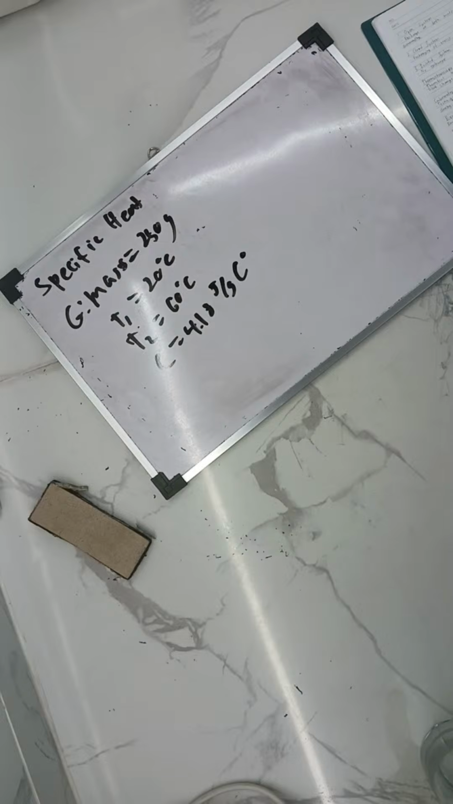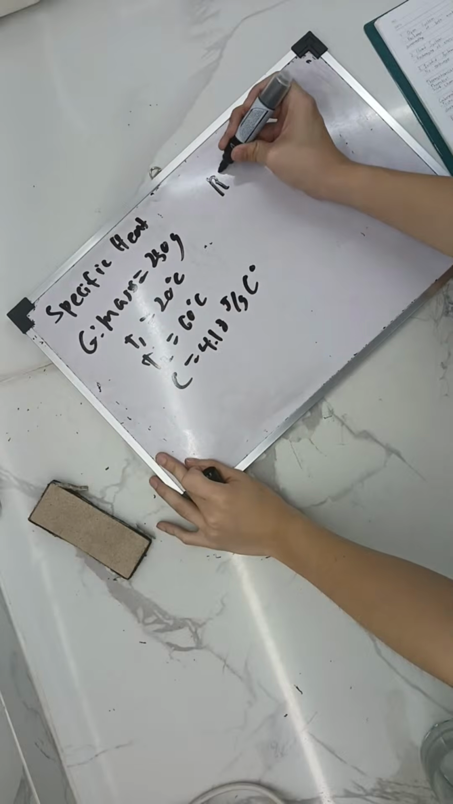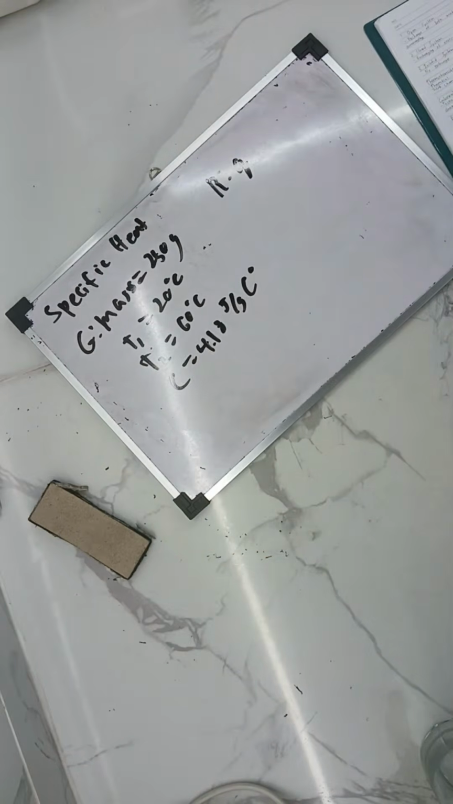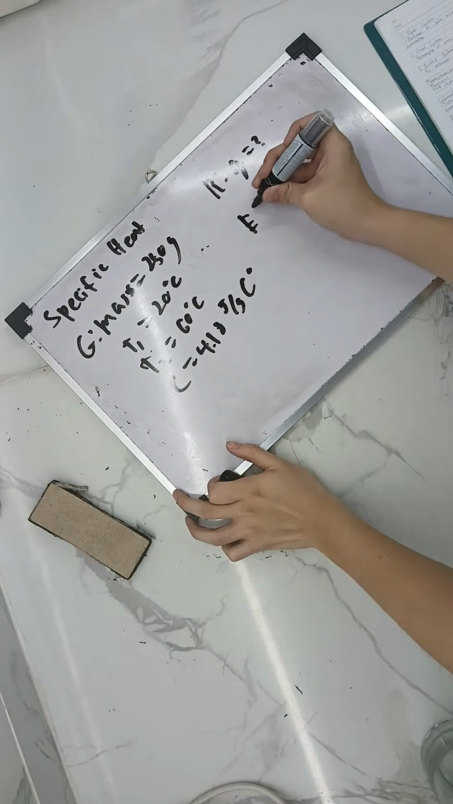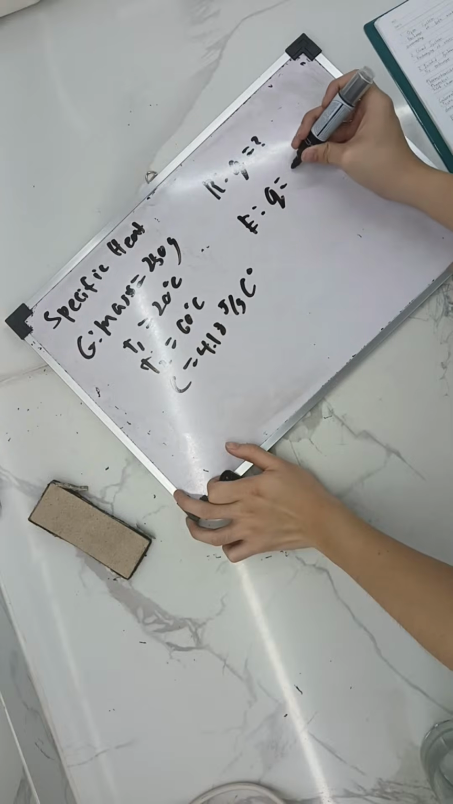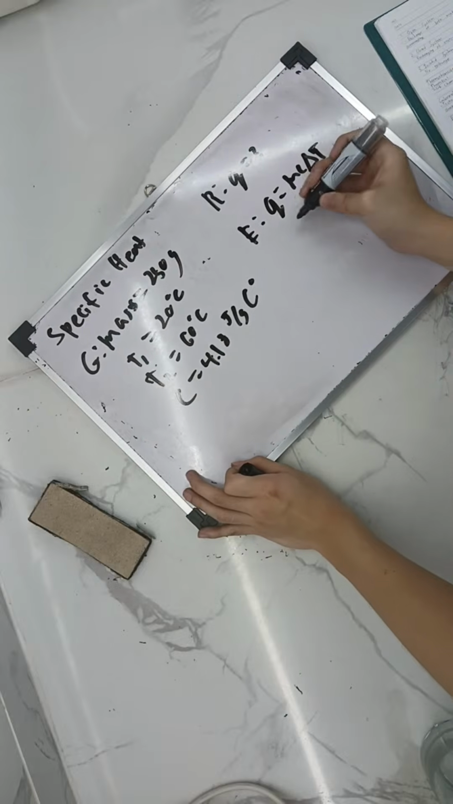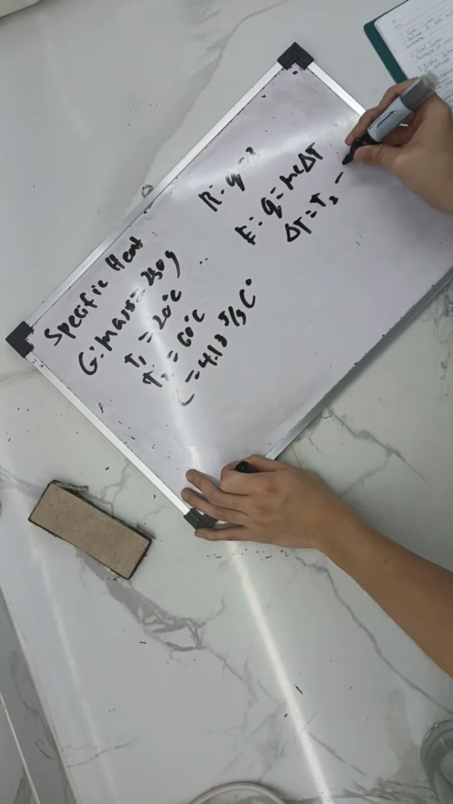So this is the given. These are all the givens, and the only thing that is required is the heat in joules. So again, we can use the equation Q equals mc delta T. And also, delta T equals T sub 2 minus T sub 1.